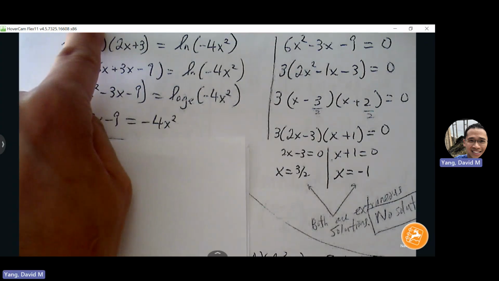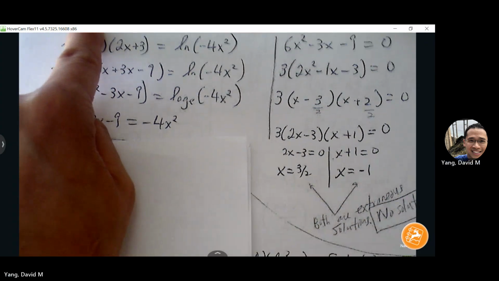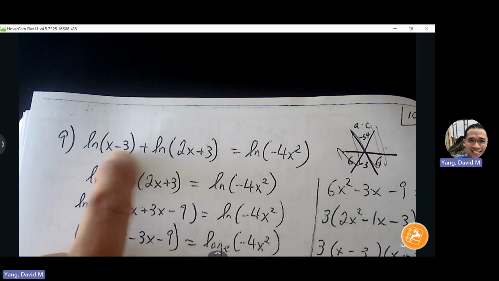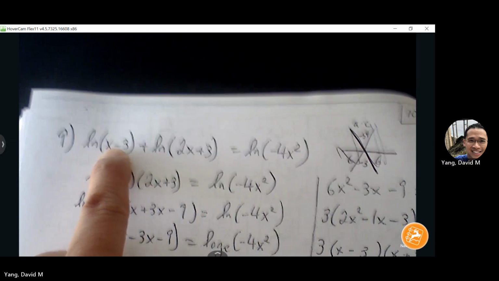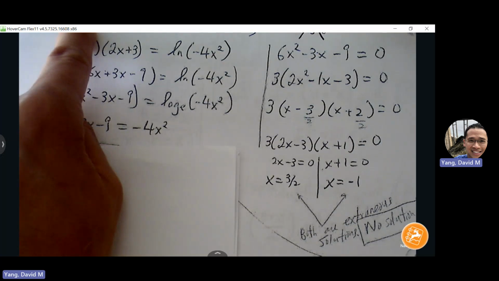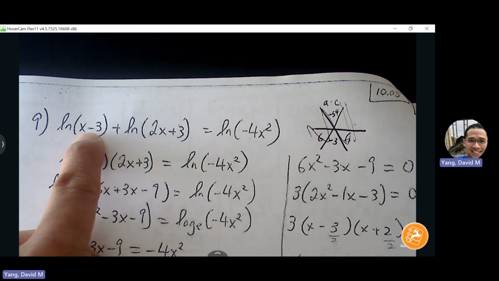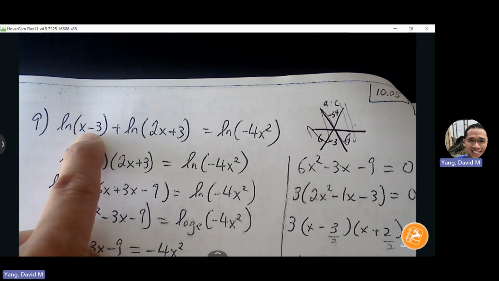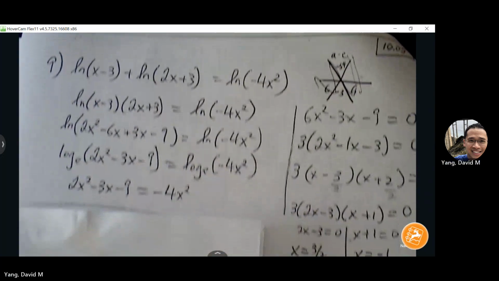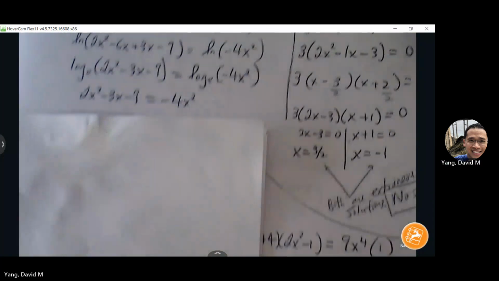So if I insert 3/2 in for x, I get 3/2 minus 3, which is negative. Natural log of a negative value doesn't exist. And same thing here. If I plug -1 in for x, I get natural log of -4. So these points are not part of my domain, so it's not part of the solution.